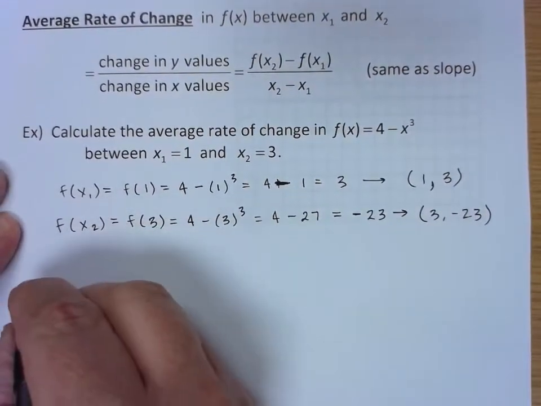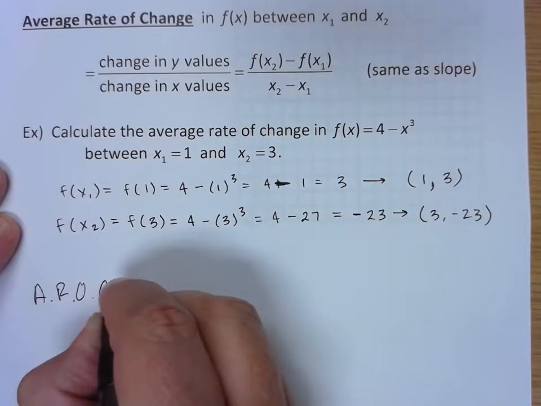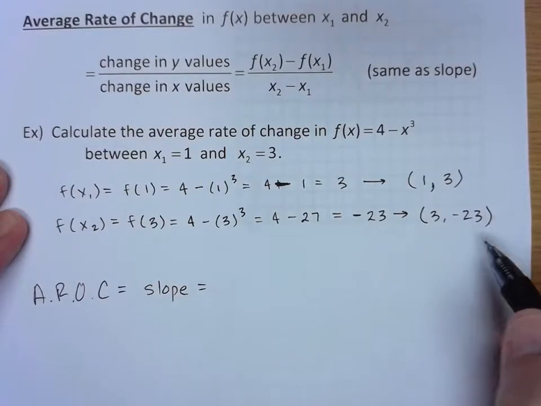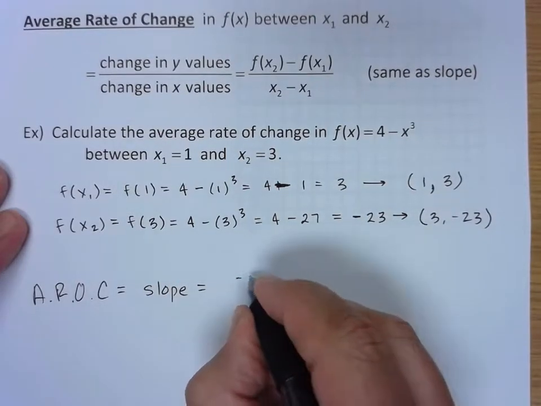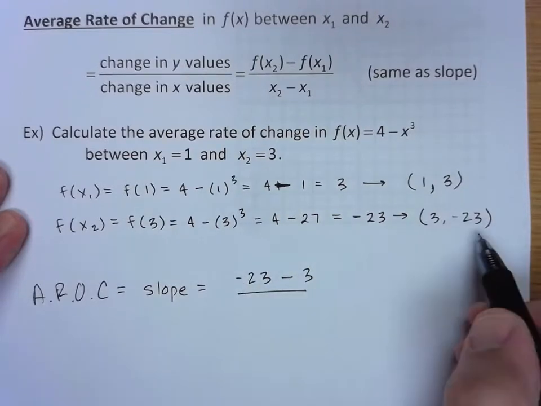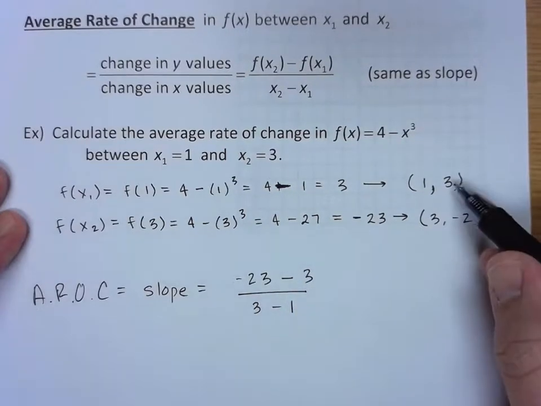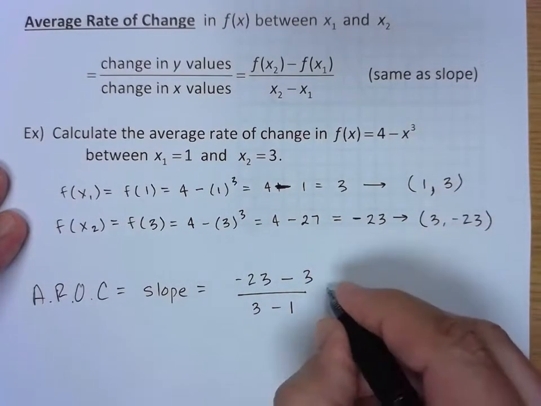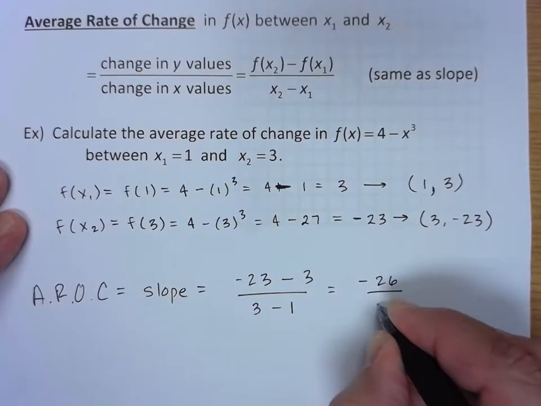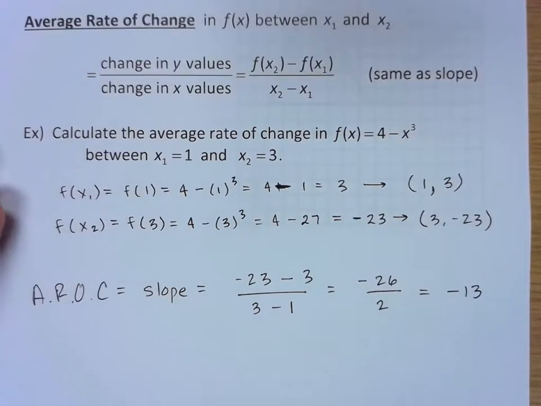So your average rate of change, which again is simply slope, is just the difference in your y values, negative 23 minus 3, divided by 3 minus 1, change in y over the corresponding change in x. So you get negative 26 divided by 2. You have an average rate of change of negative 13.